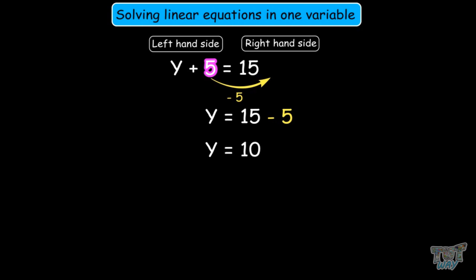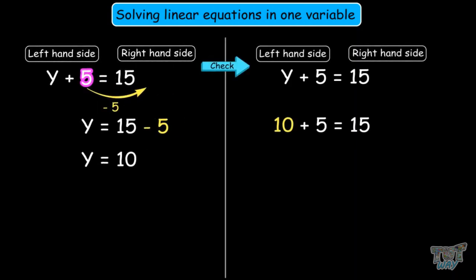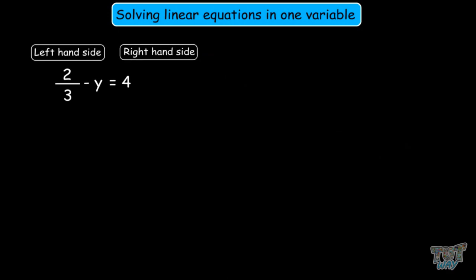You can check the answer by plugging in y equals 10 into the original equation. You get 10 plus 5 equals 15. So our answer is correct. Now here we have our next question. 2 by 3 minus y equals 4. So we have to find the value of y.